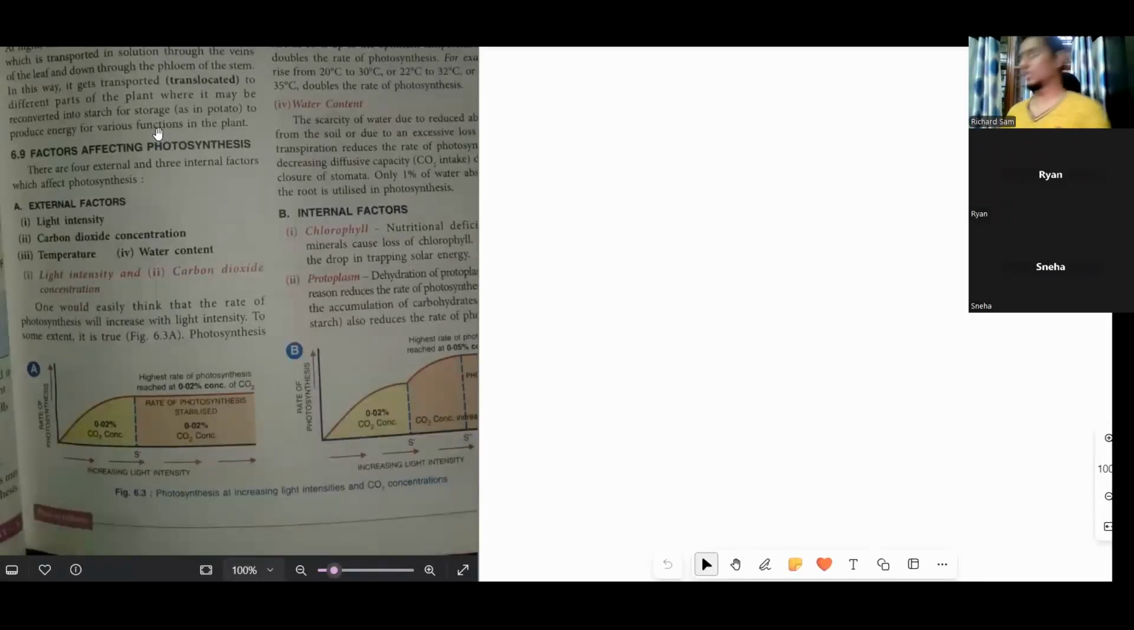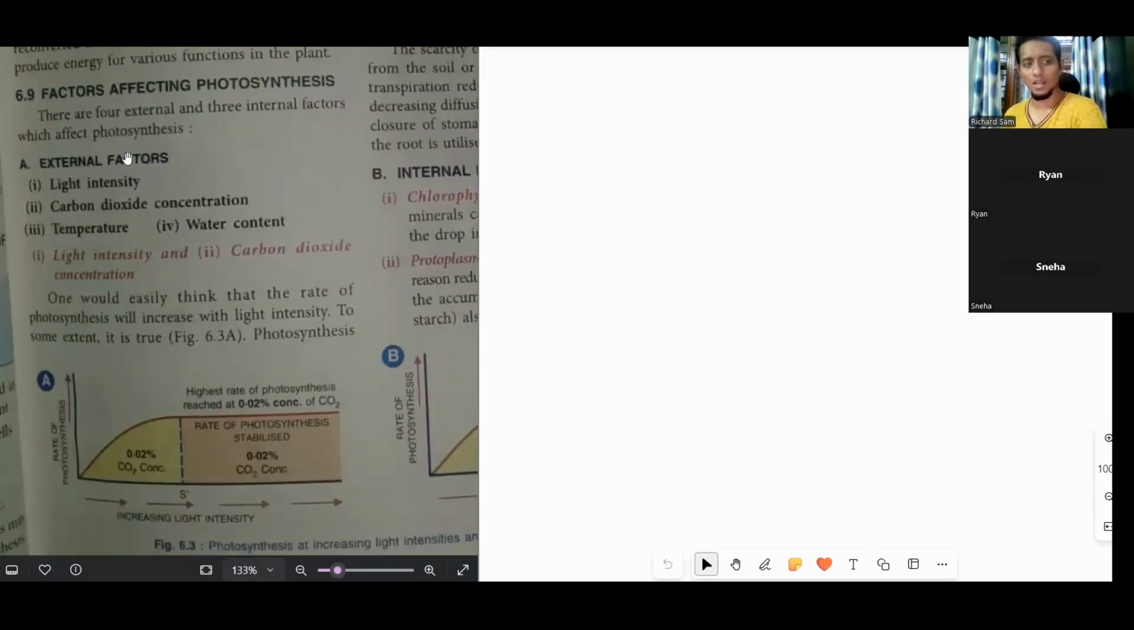Okay, when does photosynthesis increase or when does it decrease? There are some external factors, meaning outside the plant, and there are internal factors, that is inside the plant. The external factors affecting photosynthesis are light intensity, carbon dioxide concentration, temperature, and water content. So how does light intensity affect photosynthesis? More the light, more the photosynthesis. Yes, because photosynthesis only takes place in the presence of light, right? So the more the light, the more the photosynthesis.